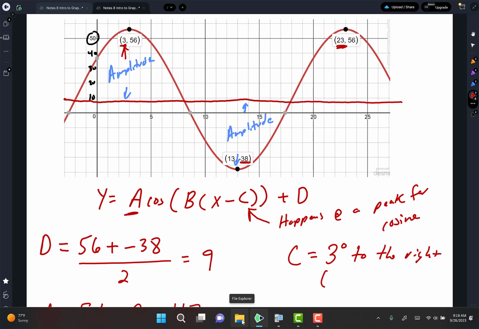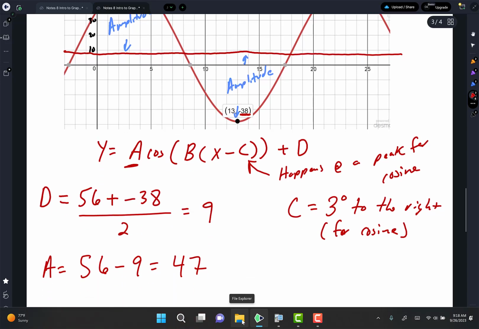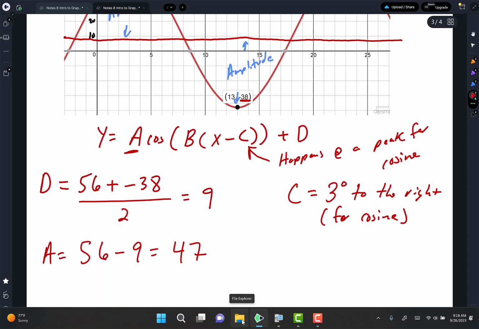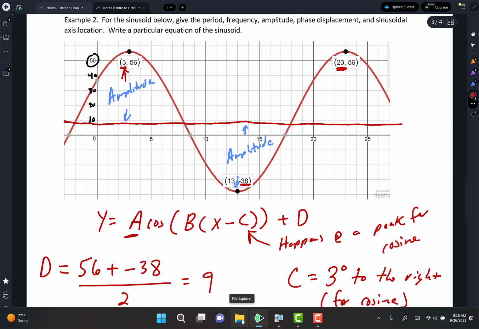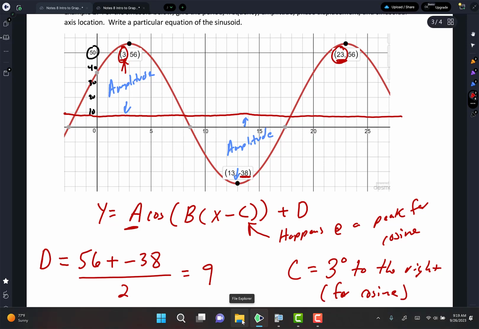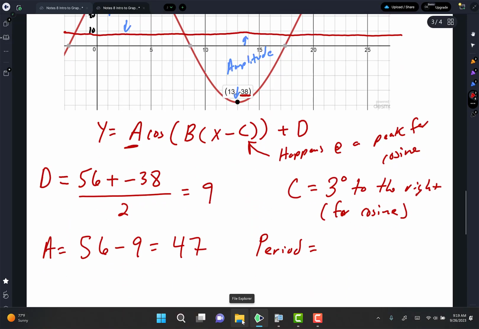That's for cosine. It's different for sine, guys. For sine, you have to use a point of inflection going up. We'll talk about that the next class session. And the last thing, I already got my A, I don't have my B. Okay, how do I get the B? Well, first you got to get your period. There are so many ways to do it. I have a peak at 3, and I have another peak at 23. The period is how long it takes to do one cycle. So how do I get the period?